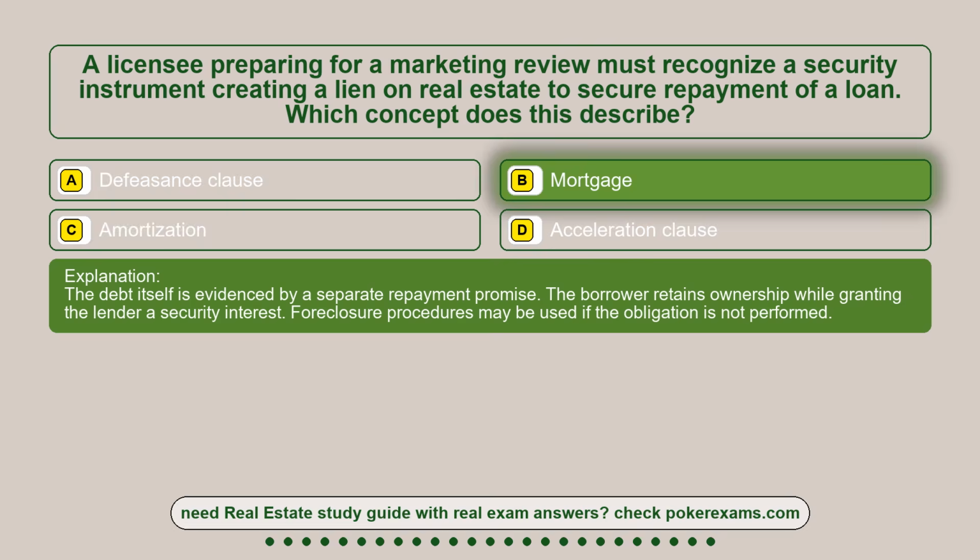The debt itself is evidenced by a separate repayment promise. The borrower retains ownership while granting the lender a security interest. Foreclosure procedures may be used if the obligation is not performed.